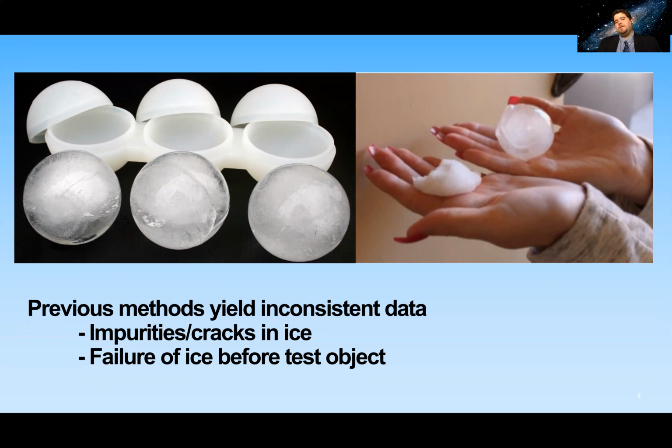Now, most of the previous methods used a pour-in mold, which is where you pour the ice into a spherical mold and you freeze it. But unfortunately, because of the way ice freezes, it yields impurities and cracks in the ice, and the ice tends to fail in a way that a natural hailstone wouldn't. So it really doesn't give you great data, and it also doesn't give you very accurate data. So it's really clear that we need to make a better hail simulate that better simulates naturally formed hail. And the first place we should start is how hail actually forms in the first place.